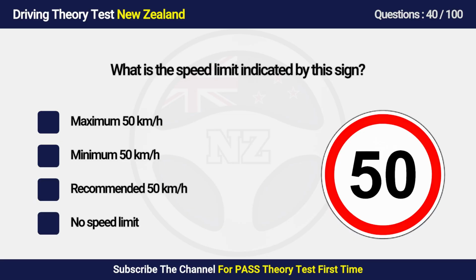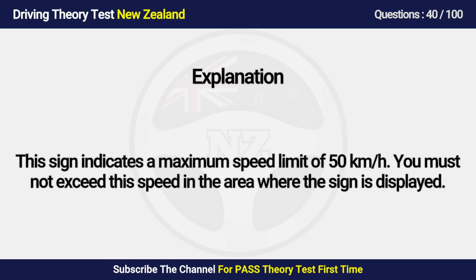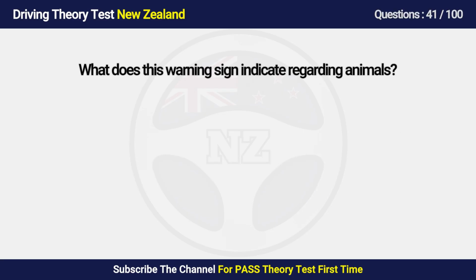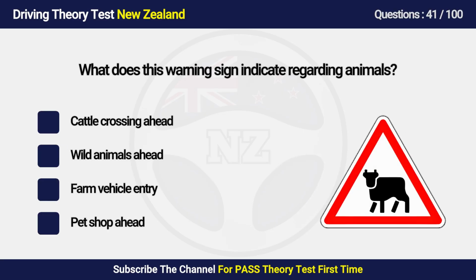A. Maximum 50 km per hour. B. Minimum 50 km per hour. C. Recommended 50 km per hour. D. No speed limit. Answer is A. Maximum 50. This sign indicates a maximum speed limit of 50. You must not exceed this speed in the area where the sign is displayed. Question 41. What does this warning sign indicate regarding animals?